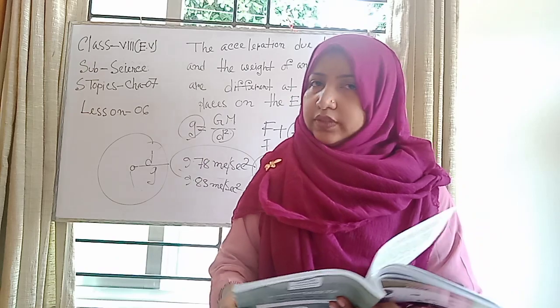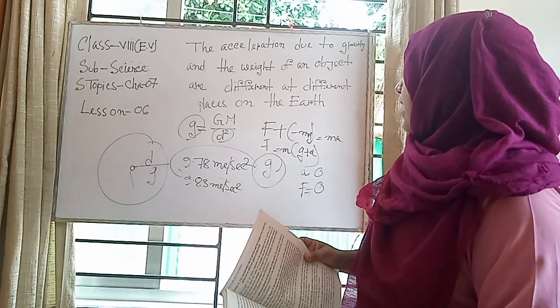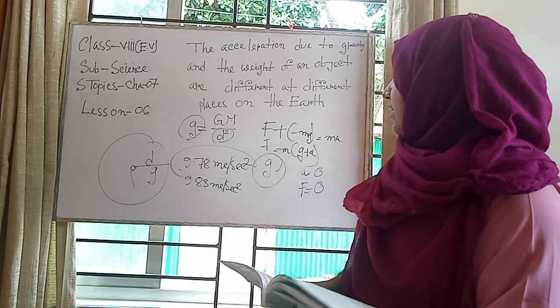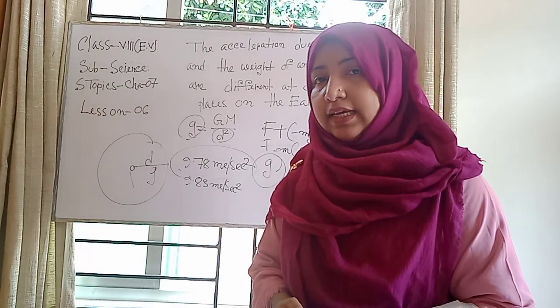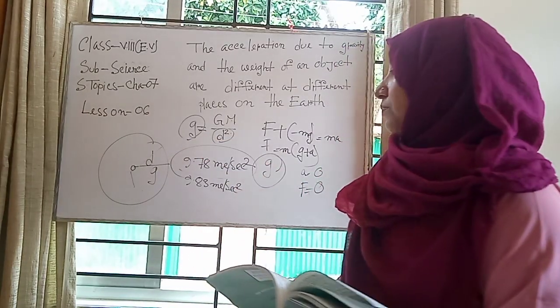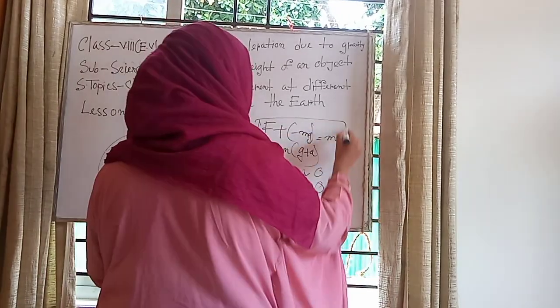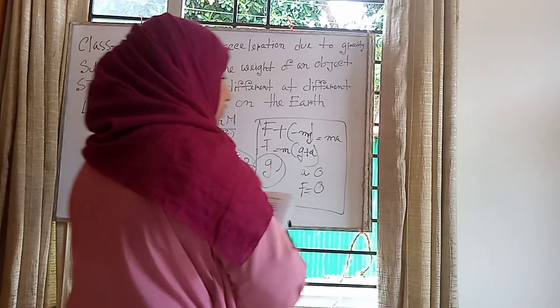And today we also selected that the acceleration due to gravity and the weight of an object are different at different places on the earth. Here we also explain g is equal to Gm divided by d square. And the lift is also another application. This structure is Newton's law.